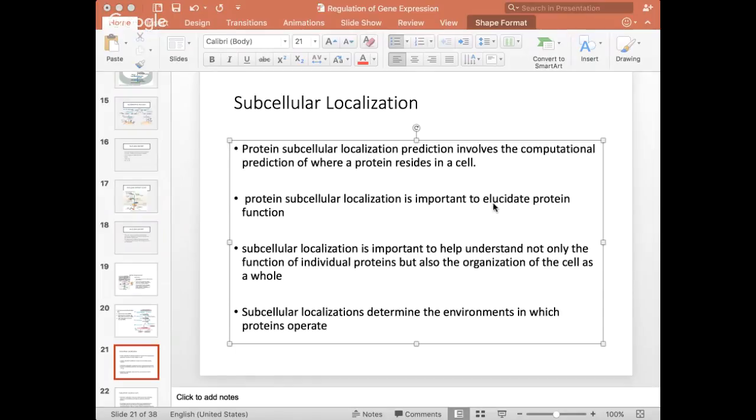Subcellular location determines the environment in which a protein operates. Subcellular location influences the protein function by controlling access to available molecular interaction partners. Incorporating targeting signal information into a probabilistic framework allows the accurate prediction of mammalian protein subcellular location.